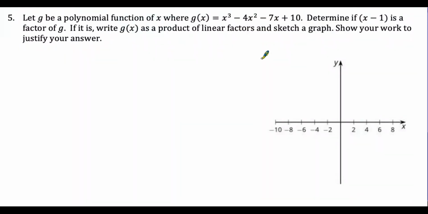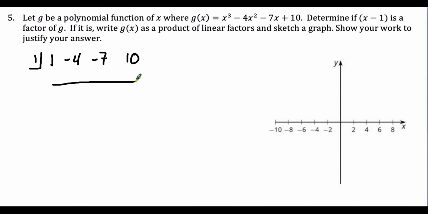All right, on number 5, I want to determine if x minus 1 is a factor of this polynomial. So I want to divide it out. Again, just like the last problem, I want to think what value of x will make this factor equal to 0. Well, +1. So that's the value I'm going to put up in my box, and then I'm going to list out my coefficients. So 1, -4, -7, and 10.